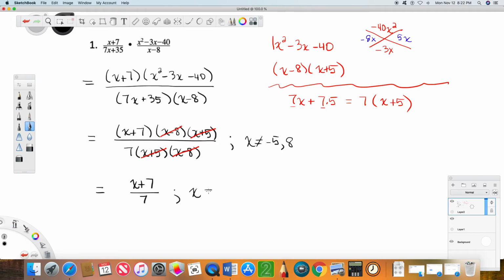So our restrictions were that x can't be negative 5 or positive 8. All right, so there's our final answer.